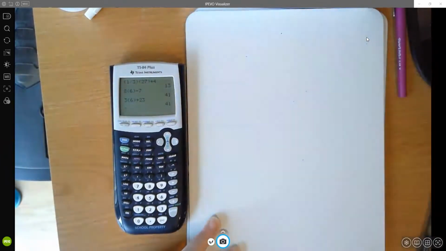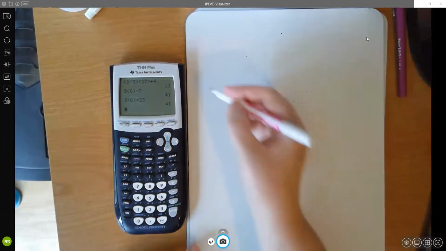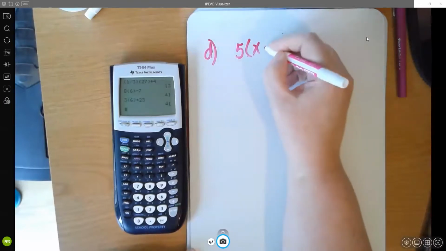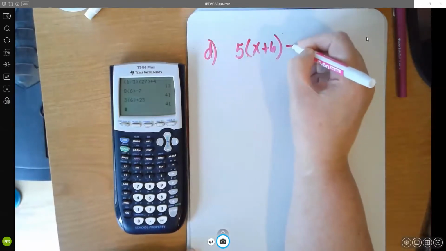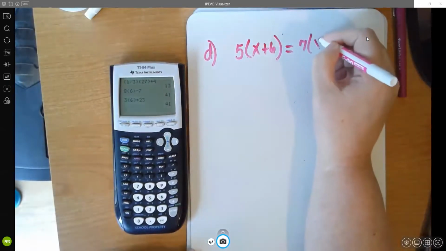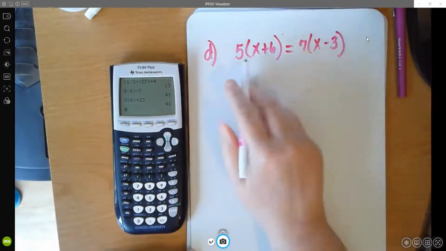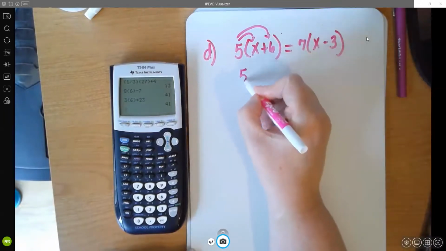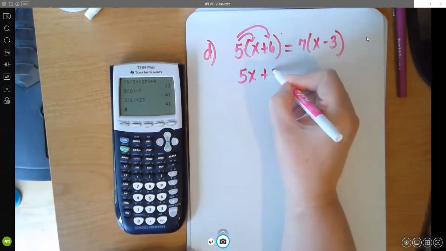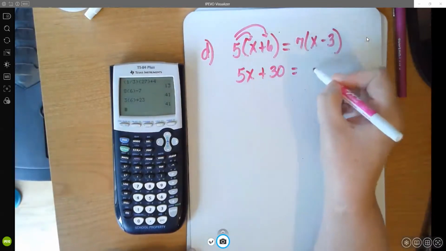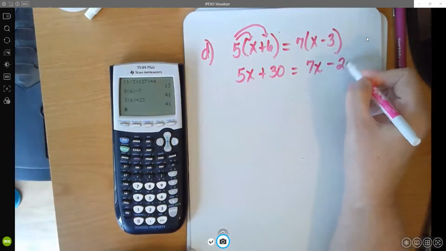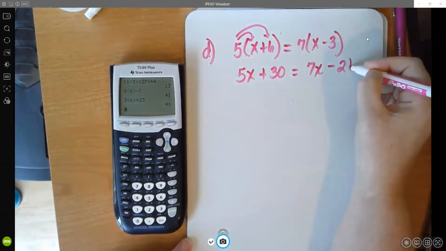Let's look next at letter D. Letter D throws in some parentheses. 5 parentheses x plus 6 equals 7 times x minus 3. So 5 times x, we'll use the distributive property here. 5 times x is 5x. 5 times 6 is 30. Equals 7 times x is 7x. 7 times 3 would be minus 21. That's 7 times a negative 3 to give me a minus 21.